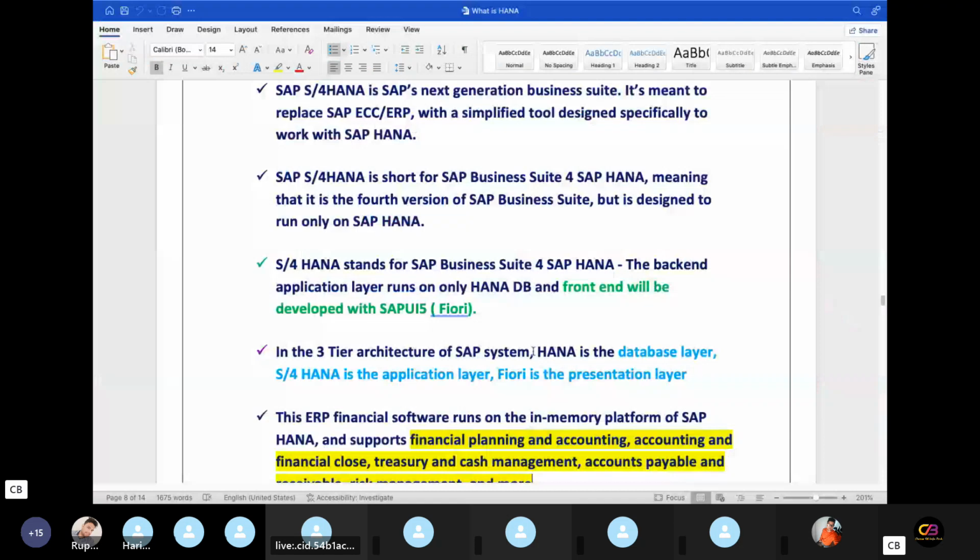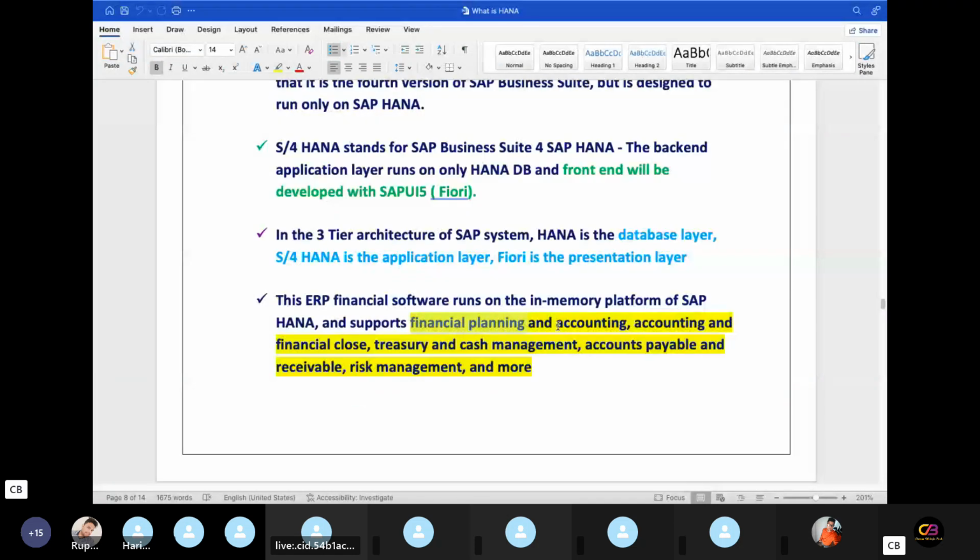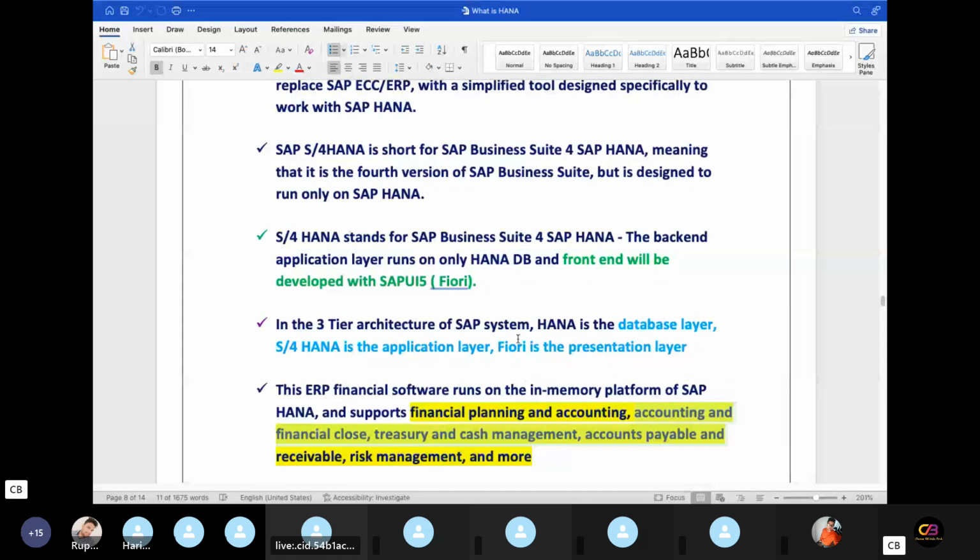S/4HANA supports financial planning and accounting, receivables, treasury, cash management, risk management, etc. The Fiori apps have been introduced by SAP on the S/4HANA platform. Because of Fiori apps, the user's work will be much easier. The user can post transactions while working from home. At home, he can open the mobile and post the entries, apply for leaves, and provide reports. Each and everything will be there in the Fiori apps. We need to download the apps.